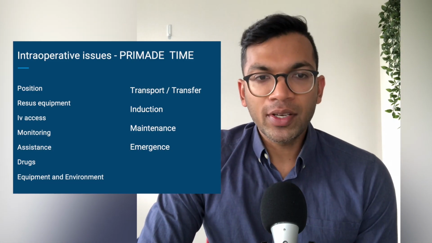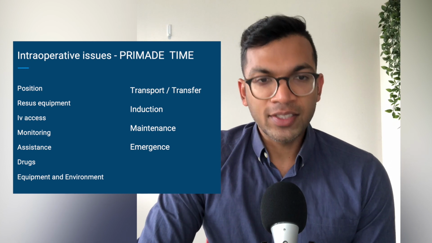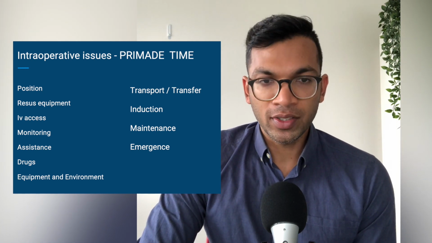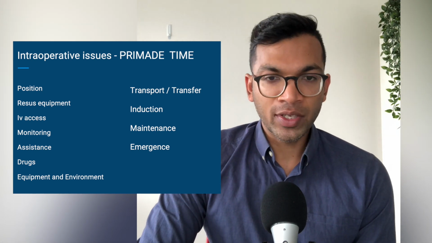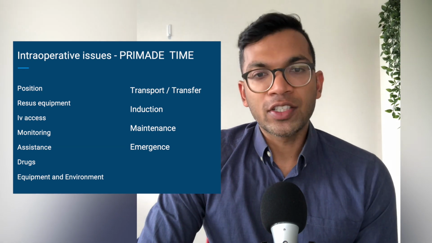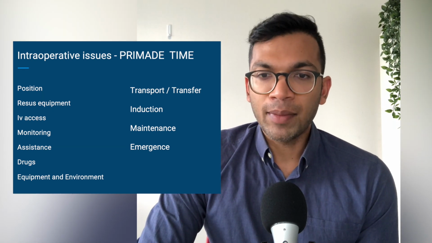Intraoperative issues can be broken down into PRIMADE TIME. Let's go from the beginning. So P is for positioning, and this situation is nothing too unusual, but can get a bit more complicated if it's a prone case or a sit-in case. R is for resus equipment, and it's often just a formality, but things to note in unstable cases or in remote environments.